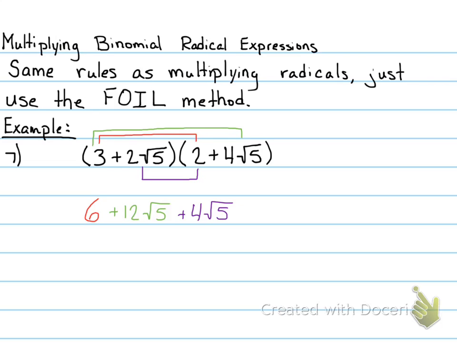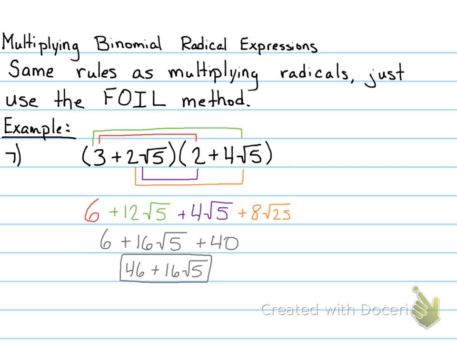And then L stands for the last terms. That's 2 square roots of 5 times 4 square roots of 5, which is 8 square roots of 25. Now, I'm going to go ahead and start simplifying and combining like terms, or I'm sorry, not terms, but radicals. So I'm going to carry down my 6 plus 2 square roots of 5 plus 4 square roots of 5 ends up being 16 square roots of 5. Now, square root of 25 is 5, so 8 times 5 ends up giving you a 40. I can go ahead and combine the 6 and the 40, making 46 plus 16 square roots of 5 is my final answer.